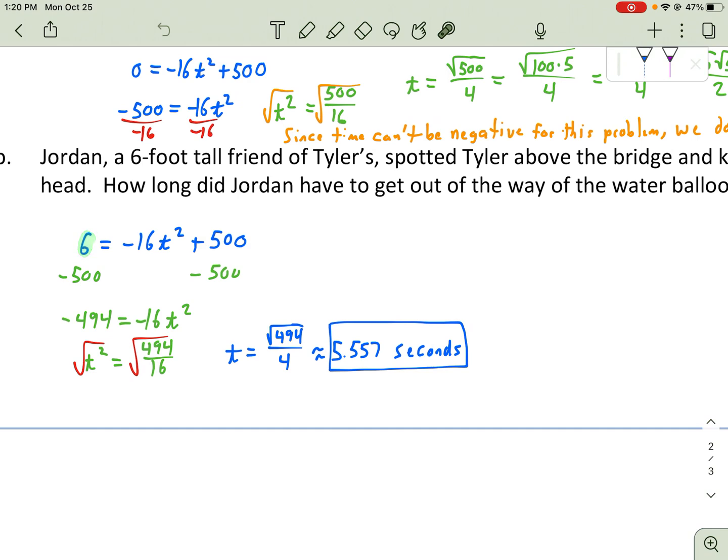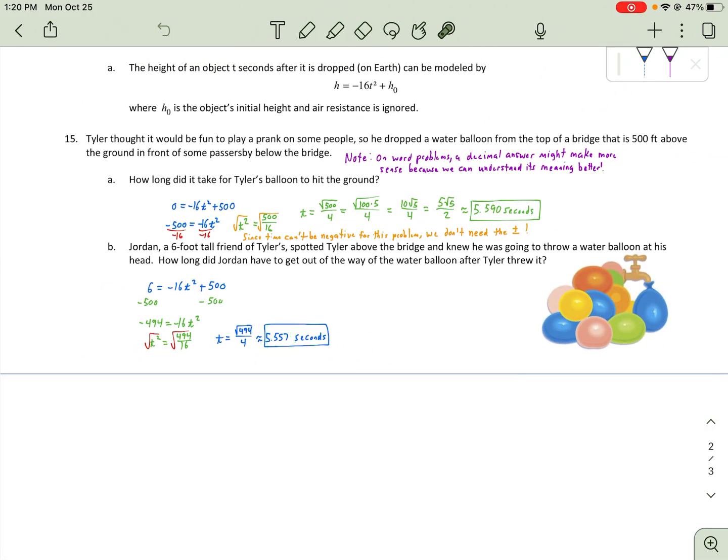So you just set this equal to 6, and you go through all the same work. Subtract 500, so we did that here. Divide by negative 16, so you get that here. And then you can just do this on a calculator. The 4 came from me square rooting that 16 right there. But in any case, you get that many seconds. And that's it.